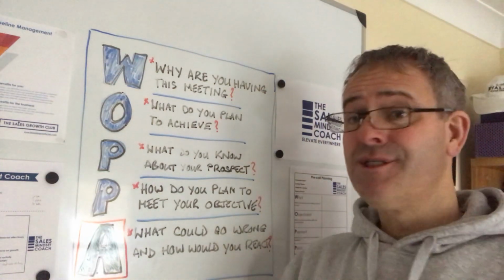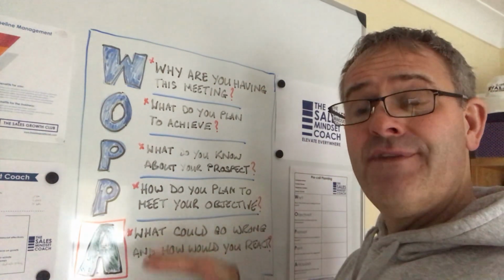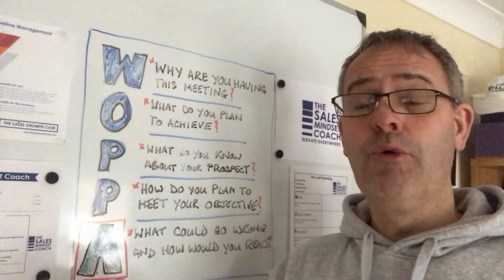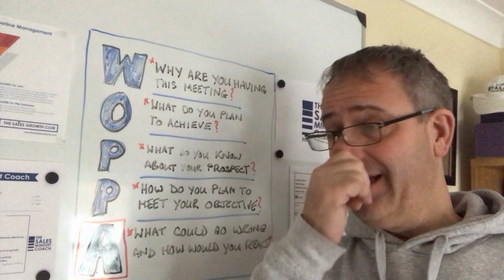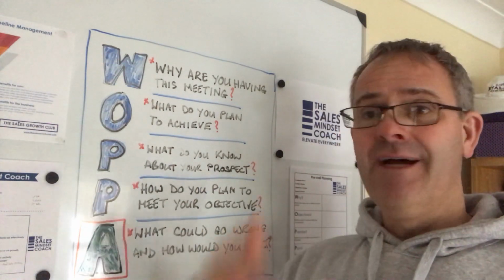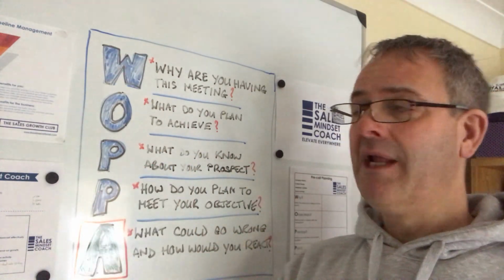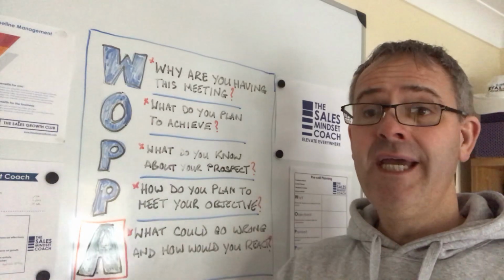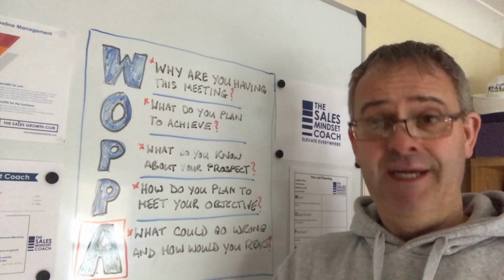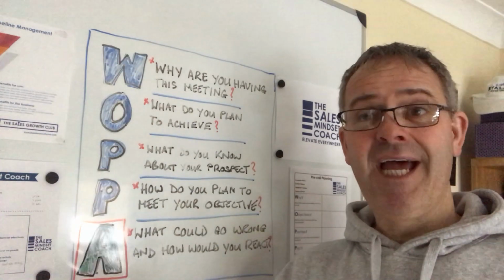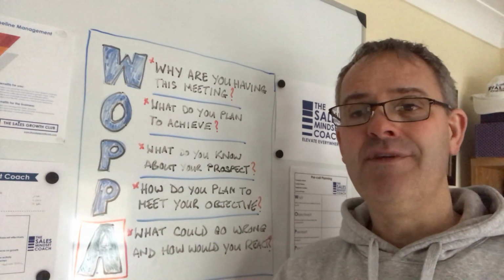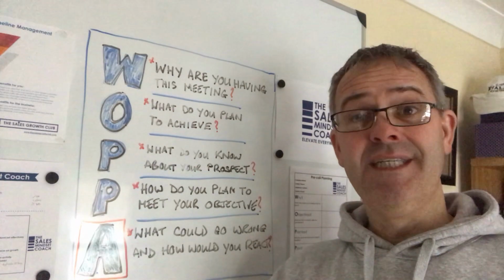Let's take a moment just to deep dive into one of the 5 steps of the pre-call planning tool called WOPPA. But just before we do that, let me give you that quick overview of the 5 steps of the pre-call plan. The W is why, the O is objective, the first P is premise, the second P is plan, and the one we're going to deep dive into is the A, which is the anticipate.